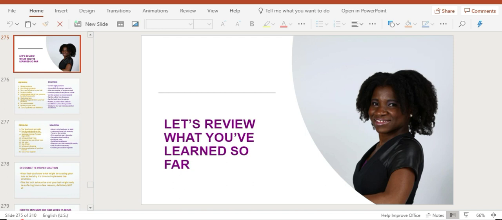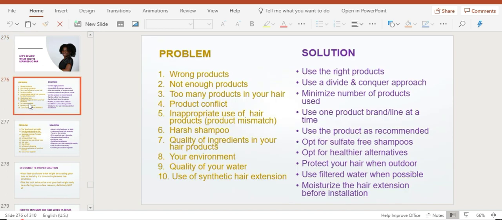I'm just gonna go through each reason, so each problem and the proposed solution, and then I want to know what your specific problem or problems are and the solutions that you're going to try out. The first reason we talked about was that you're using the wrong hair product, and the solution is just to use the right product. It takes trial and error to figure out what works and what doesn't.